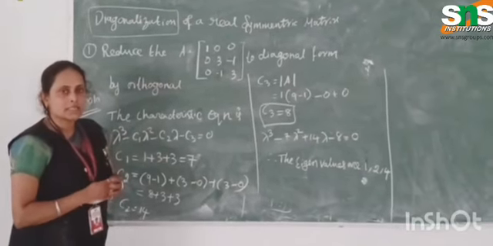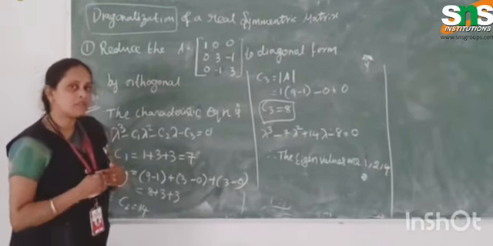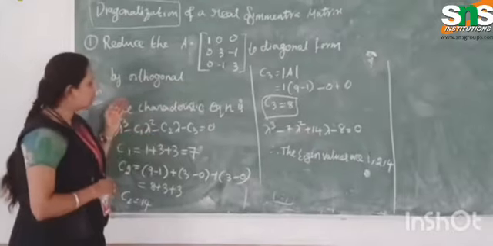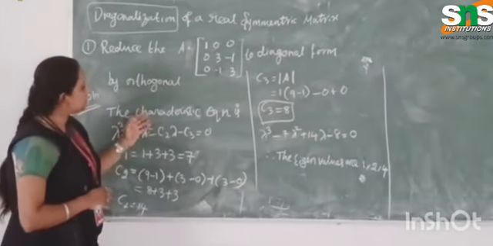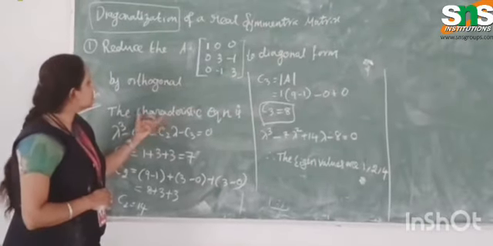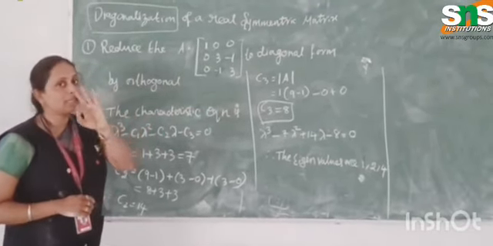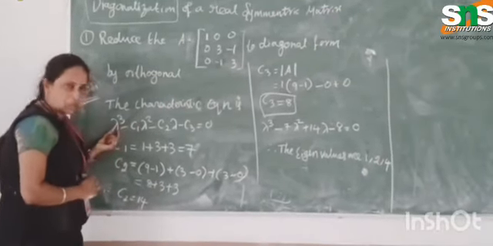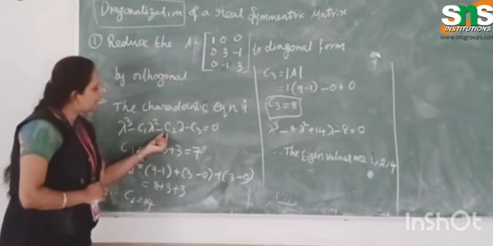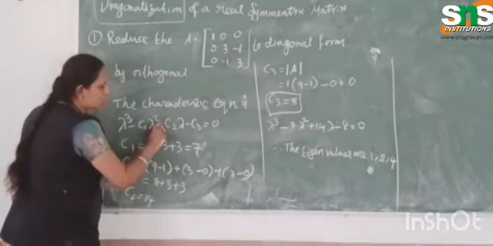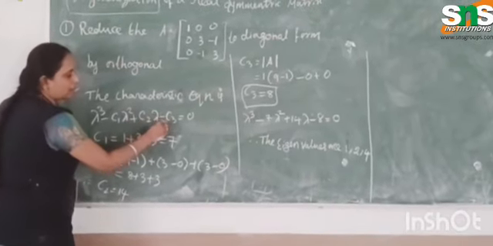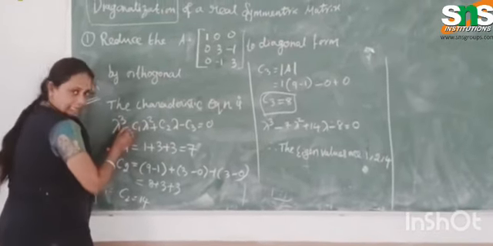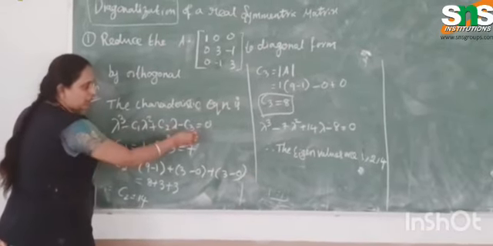In this diagonalisation we are going to follow these steps. First we find the characteristic equation, eigenvalues and eigenvectors. This problem is a 3 by 3 matrix, so we are going to find the 3 eigenvalues using the characteristic equation, which is lambda cube minus c1 lambda square plus c2 lambda minus c3 equal to 0, with alternating positive and negative signs.